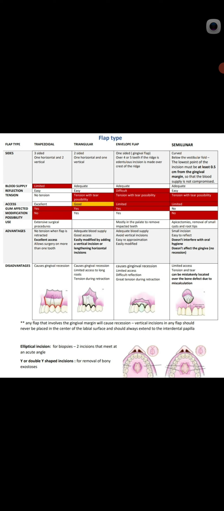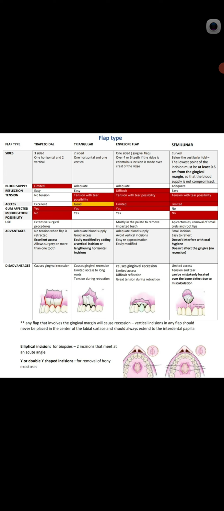Today is the 6th video of the rapid revision course of oral and maxillofacial surgery, which is very important for NLE, MDS, NBD as well as for BDS students. In this video we will discuss flap types, and these are very important in perio as well as in oral and maxillofacial surgery. And in the NLE exam in the March attempt, triangular and trapezoidal flap MCQs came.